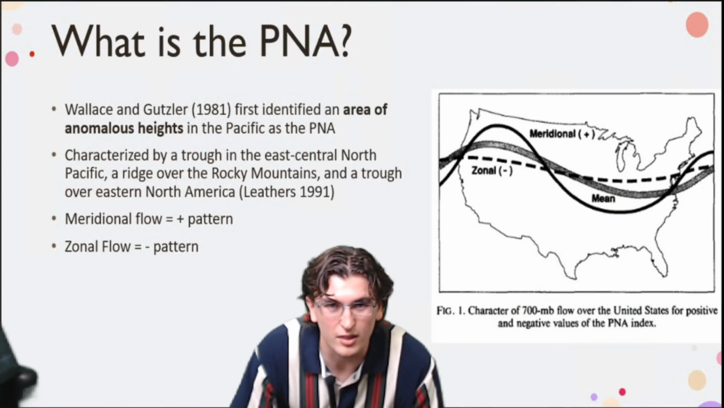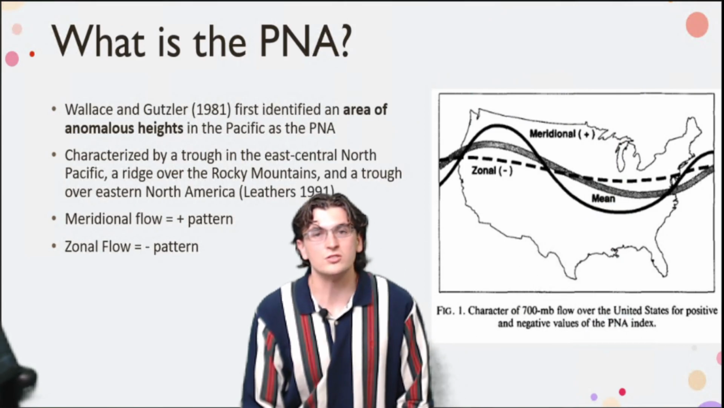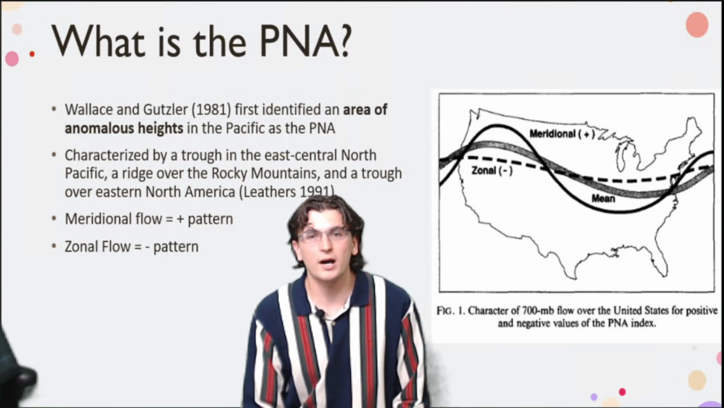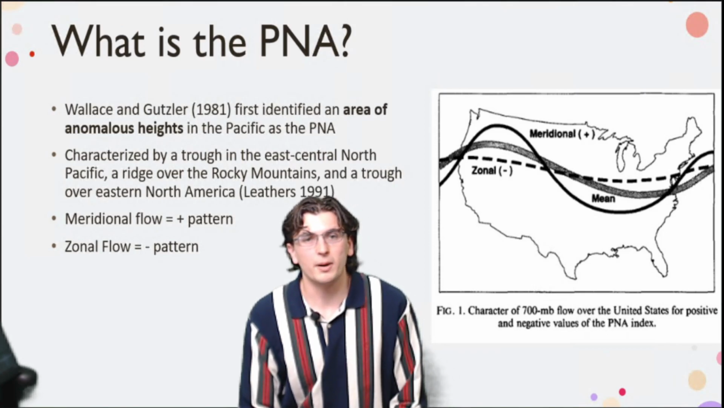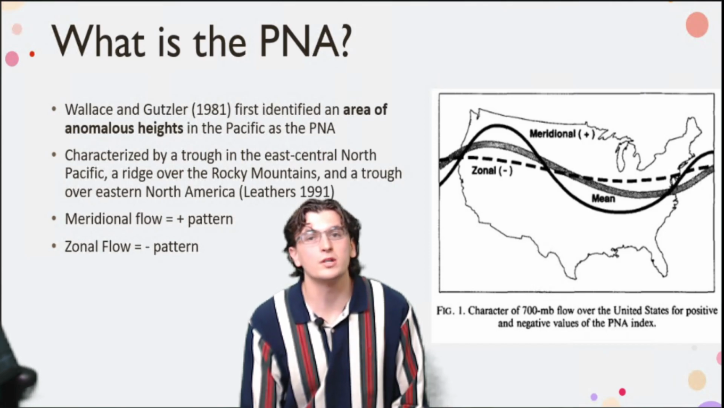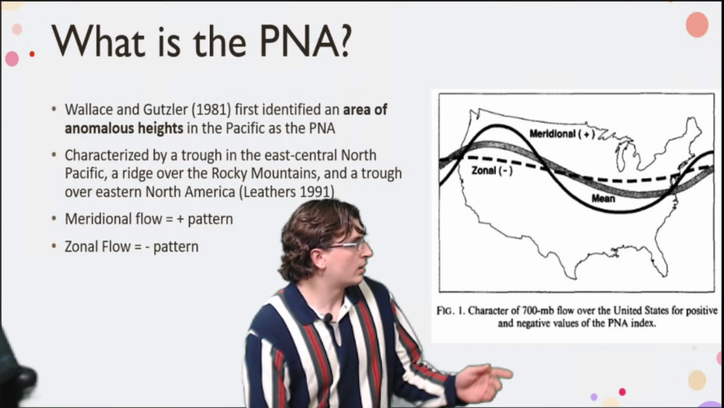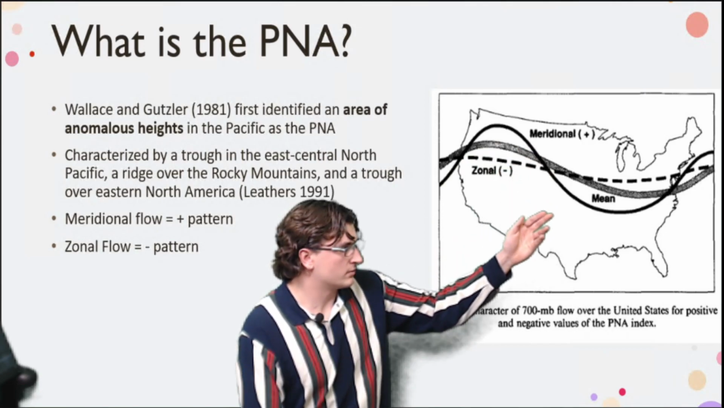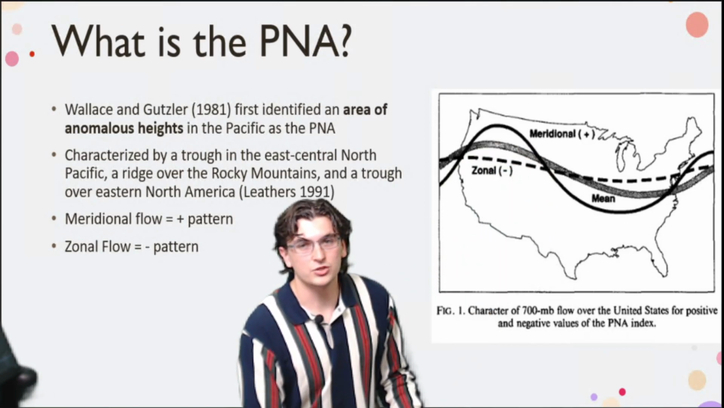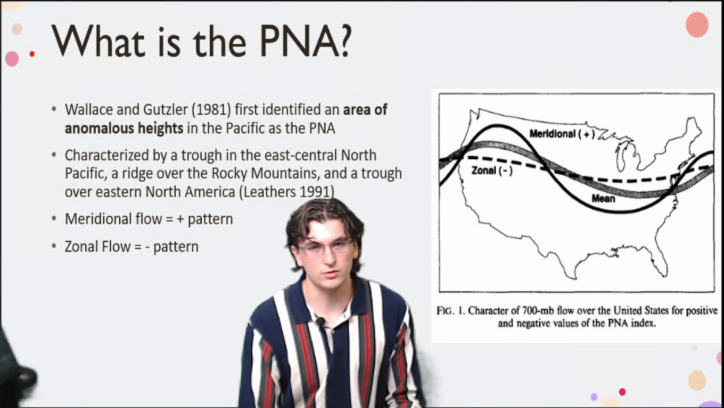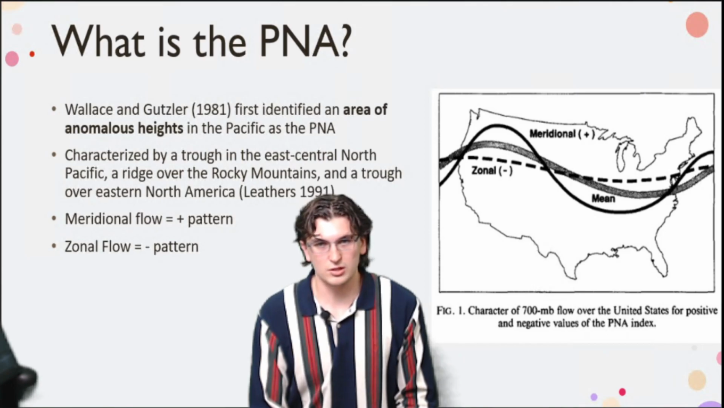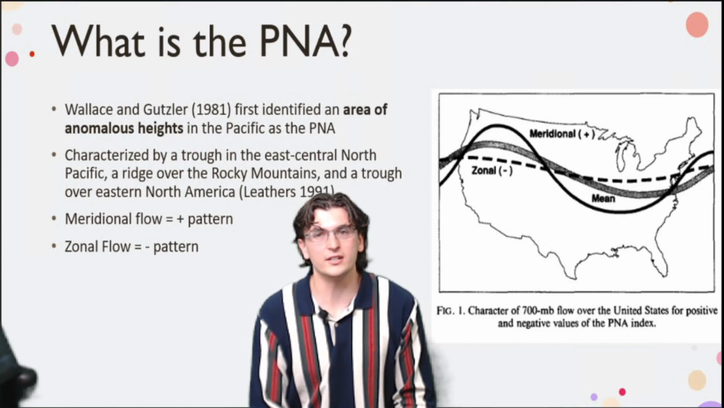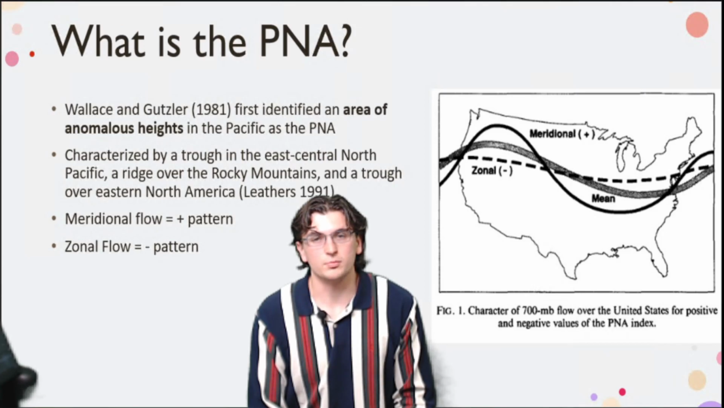In addition, the PNA pattern has two distinguishing factors. It is characterized by a positive and a negative pattern, with the positive pattern considered the meridional flow and the zonal flow pattern as the negative pattern. We can again consult figure 1 from that paper. The positive pattern would be indicated by this solid black line here, and the negative pattern, the dashed line, the more zonal component. So that at its most basic is the PNA pattern and the two indices of its characteristics, both positive and negative.